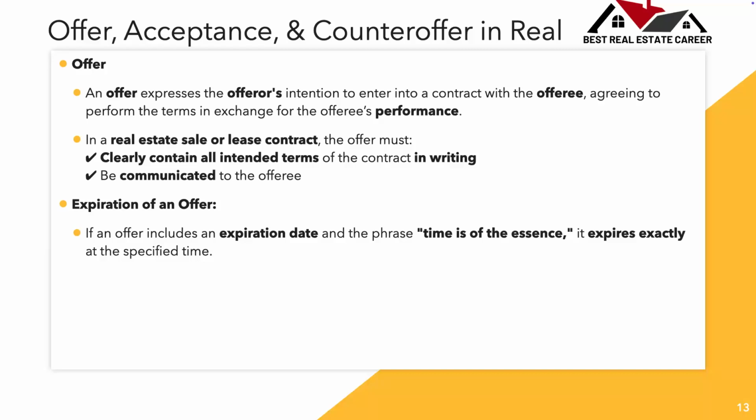In a real estate or lease contract, we have to clearly contain all intended terms in writing, and they must be communicated to the offeree. So we're going through and we're saying, hey, this is what we're doing. The buyer, the offeror, wants to buy your house, Mr. and Mrs. Seller, the offeree. These are the dates. This is the money. This is everything that they want to offer to you in exchange for you giving them your home. It all must be in writing.